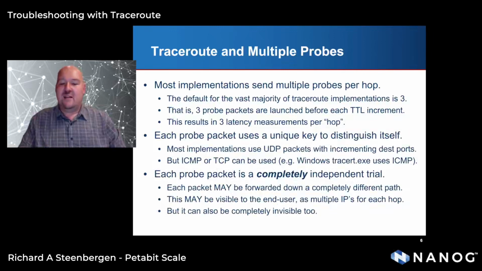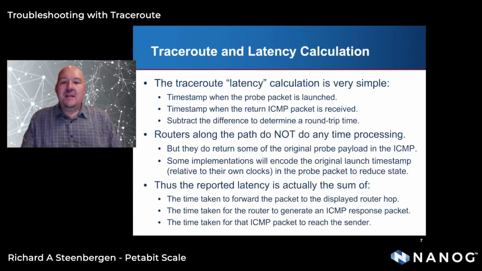But like I said, every probe is a completely independent trial. So each packet may be forwarded down a completely different path. And this may be visible to the end user, or it may not be. So the latency calculation is really simple. Like I said, we take a timestamp of when we launch the probe, and we take a timestamp of when we get the ICMP packet back, and you subtract the difference, and there's your round trip time.